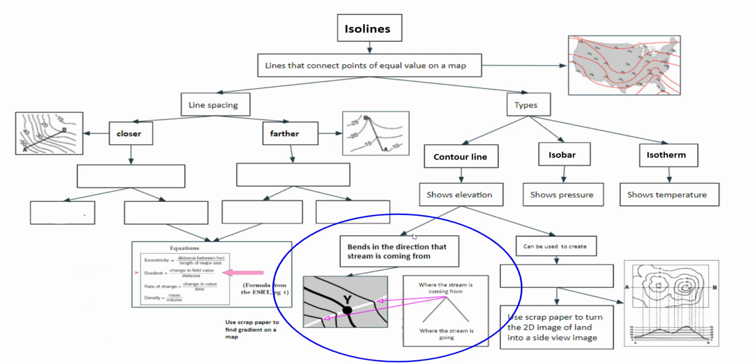So this is actually on your note packet as well. Contour lines show elevation, and contour lines bend in the direction that the stream is coming from. So if I had contour lines like this and a river was crossing through it, it would create V shapes like this. And the pointy part of the V is where the river would be coming from, and the open part of the V is where the stream or river would be going. In this case, the river would be flowing this way towards the southwest.